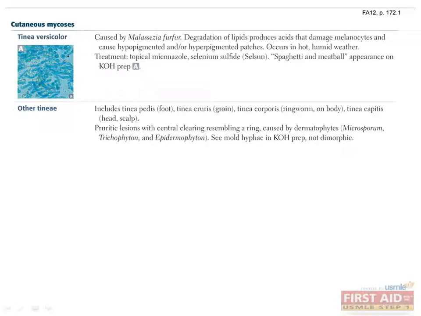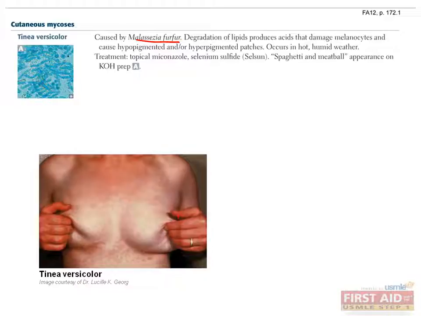Let's now move on to the cutaneous fungal infections, which affect the skin. The first fungus is Malassezia furfur. This fungus causes tinea versicolor, which presents as hypopigmented pale patches on the skin in darker colored individuals and as hyperpigmented darker patches on fair colored individuals. You will commonly see this fungal infection in the summer months in hot, humid weather.